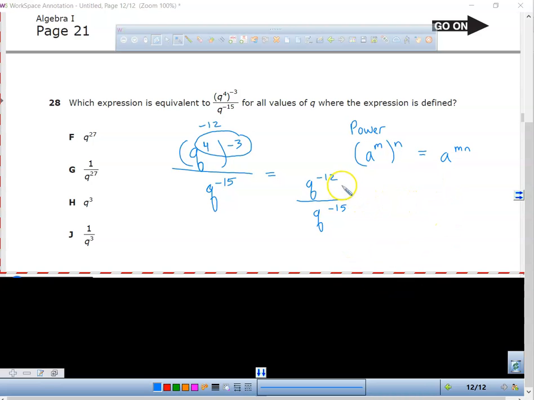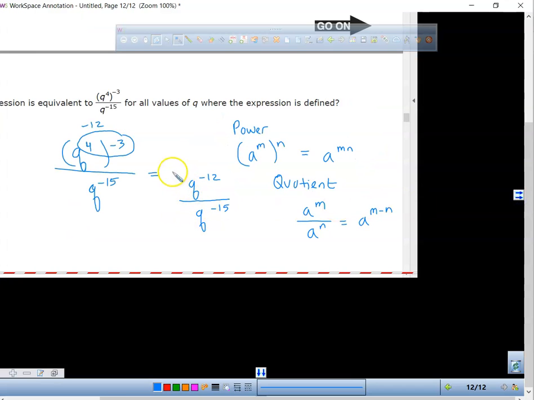All right. So right now, the next thing we need to talk about is what's called the quotient property. The quotient property states this: if you have a variable raised to another power, and you have the same variable, the same base, you're allowed to take those exponents and subtract them. You're allowed to subtract the exponents. So let's apply the quotient property.